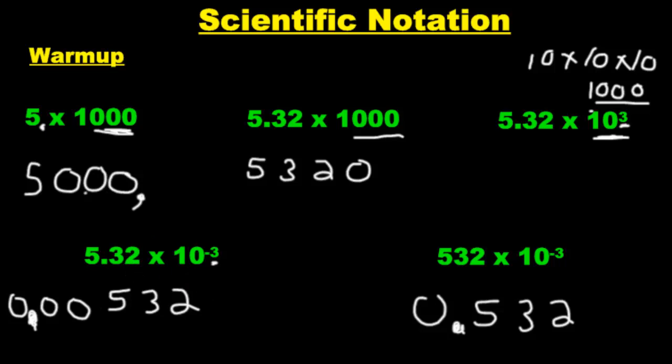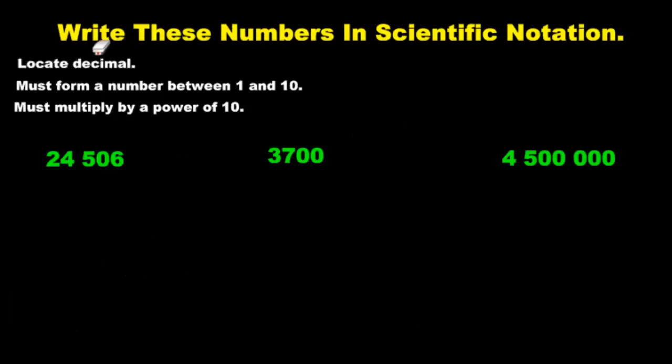Okay, write these numbers in scientific notation. Listen, it's only 3 steps. That's all you have to memorize, and they're not that hard. Step 1, locate the decimal. Is that hard? Where is it? It's over on the end.